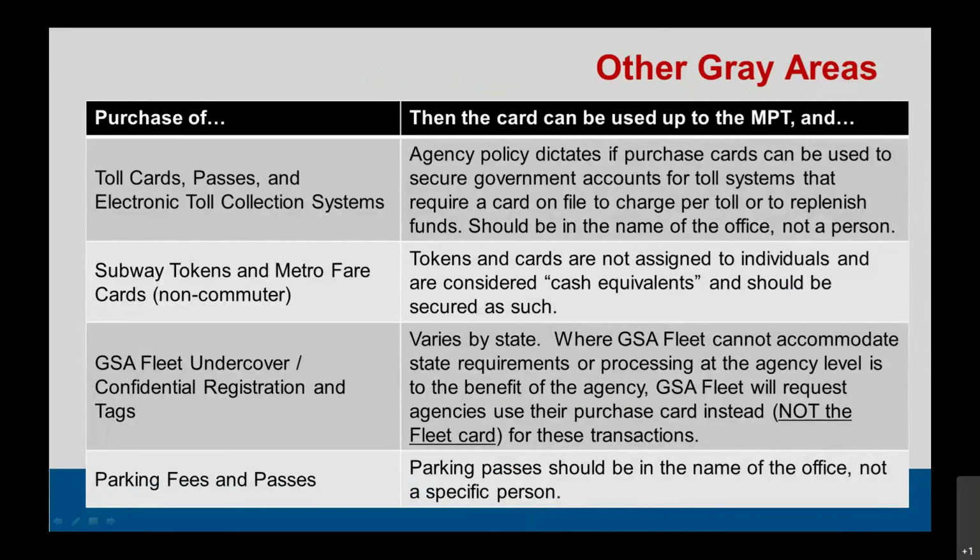GSA Fleet undercover confidential registration and tags. Sometimes GSA Fleet can accommodate state requirements and they can buy these for their leasing customers, but when they can't, or when processing the transaction at the agency level is of bigger benefit to the agency, such as you have the registration for 5 years instead of 2, GSA Fleet can ask you to buy those yourself, and you would buy those with the purchase card. And then parking fees and parking passes should be specific to a vehicle, not a person. And like toll passes, agency policy dictates how these are purchased and used and kept secure.